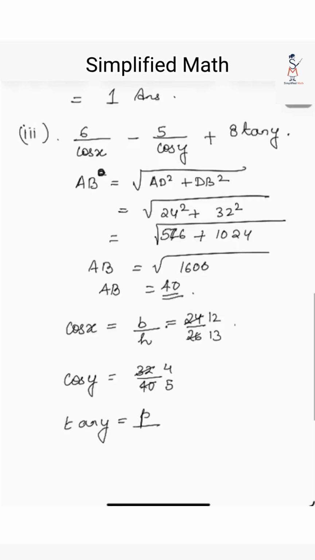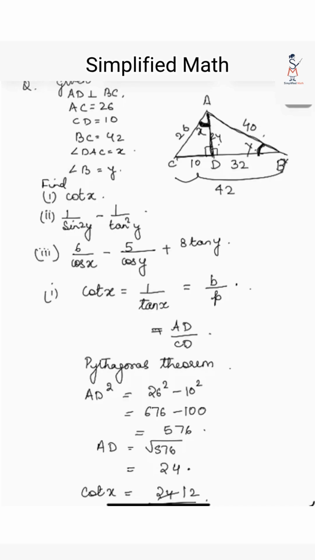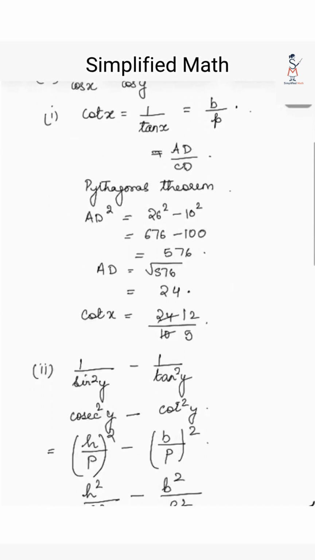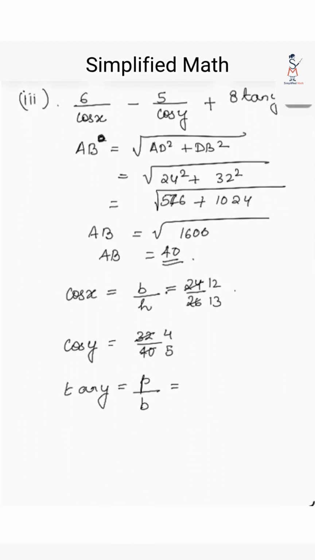Then we have to find tan y. Tan y is P by B. What was the perpendicular? Look here again in the figure. For tan y, what will be the perpendicular? This DB is the base and perpendicular is AD, right? And base is DB. So tan y will be 24 by 32. That is 3 by 4. Fine. Now we will substitute the value over here.